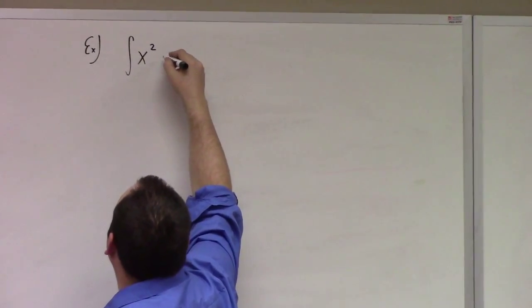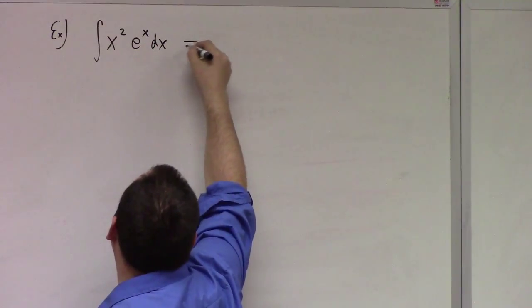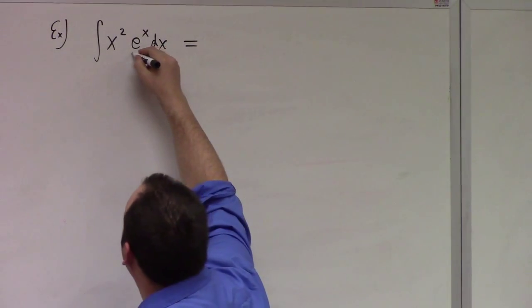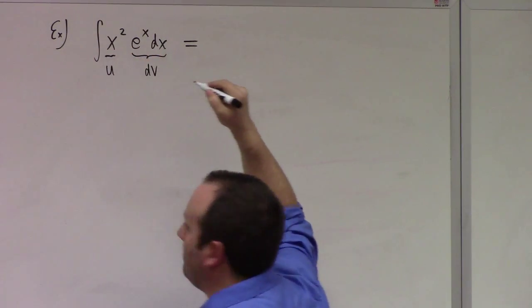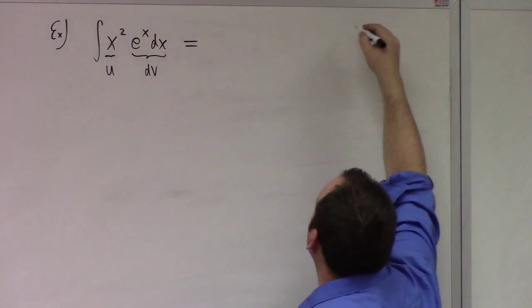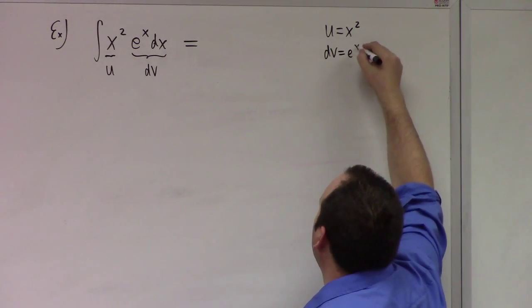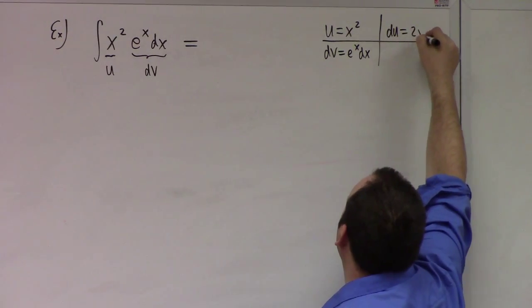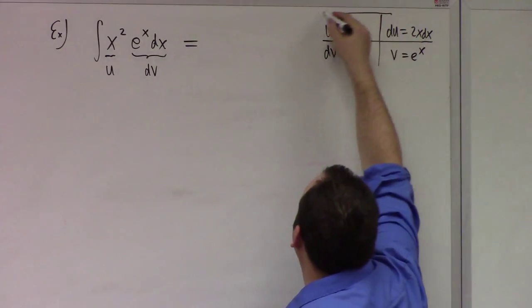What if we have x squared e to the x dx? So what we're going to do here is we'll make this the dv, and we'll make this the u. All right? So u equals x squared, dv equals e to the x dx. So we get du is 2x dx, and v is equal to e to the x again. Easy question?